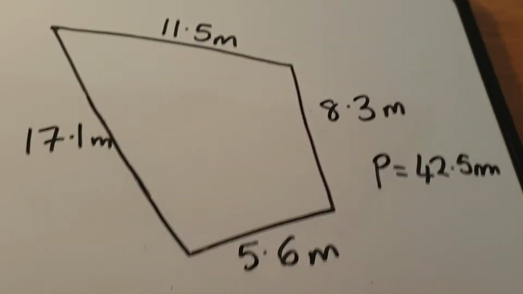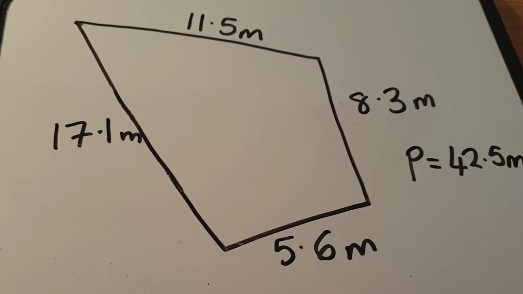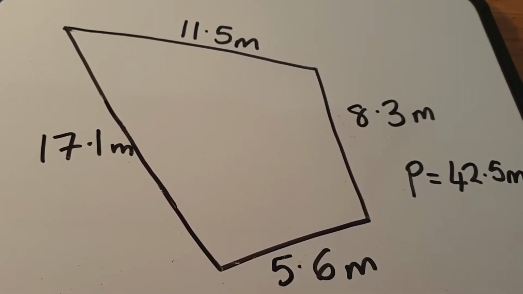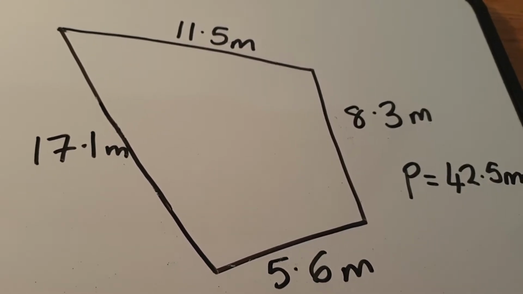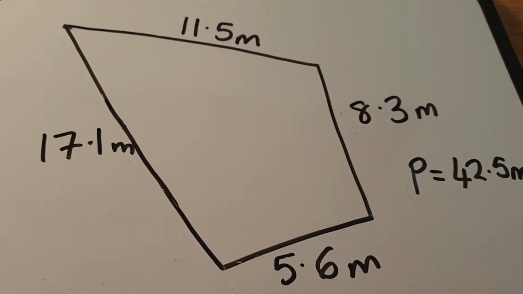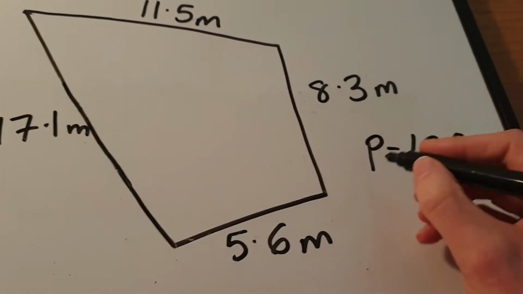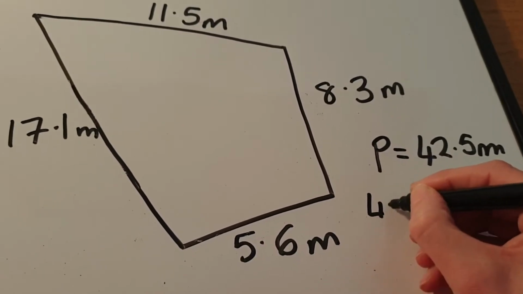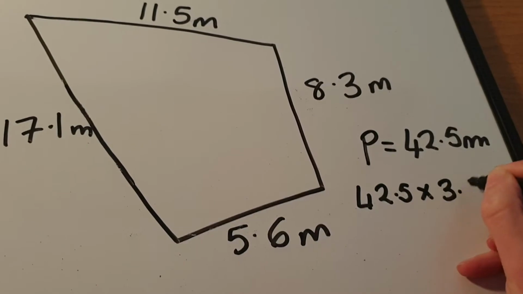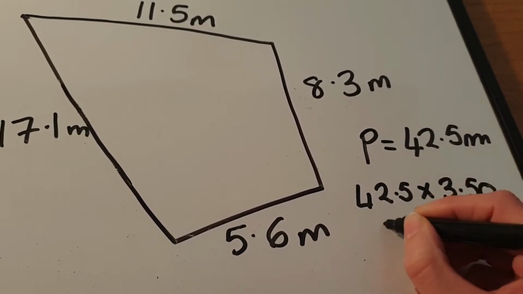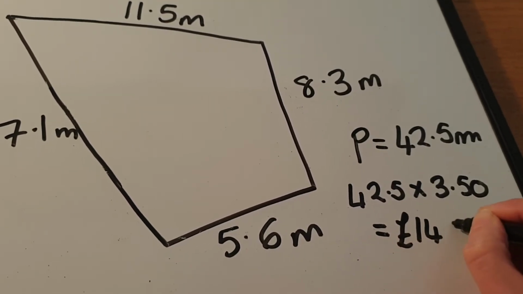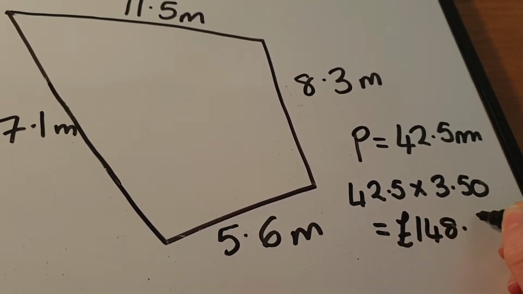Now that's really easy, so often they will give you a little problem at the end as well and say things like, if the fencing cost £3.50 per metre, how much would the fencing cost that you would need to surround this shape? So all you would do is 42.5 multiplied by your £3.50, and that would give us a cost of £148.75.